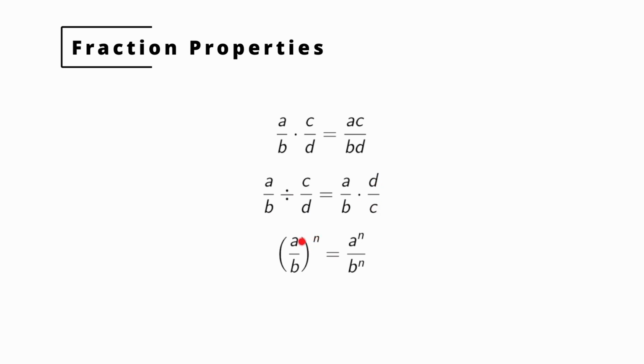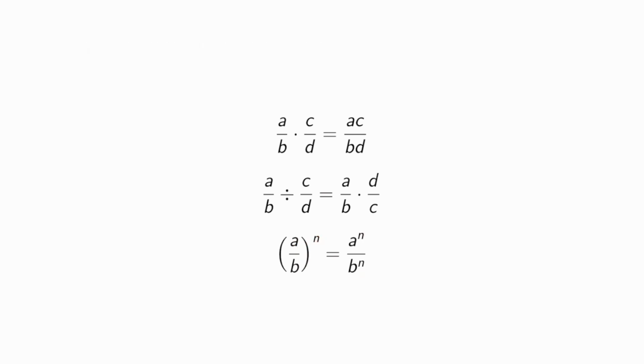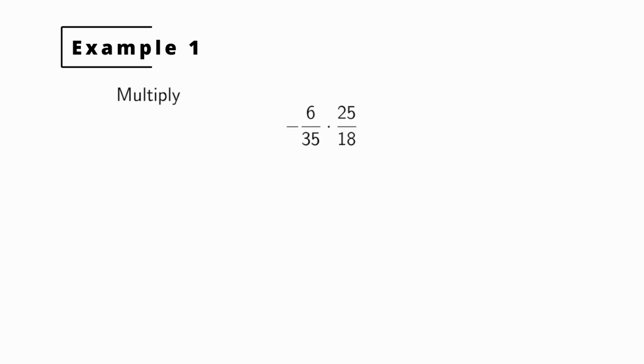And finally, if I want to take a fraction to a power, then I simply take both the numerator and denominator to that power. So a over b to the nth power becomes a to the n over b to the n. Example 1, let's multiply these two numbers, negative 6 over 35 times 25 over 18. So using the rule for multiplying fractions, this just becomes negative 6 times 25 over 35 times 18.